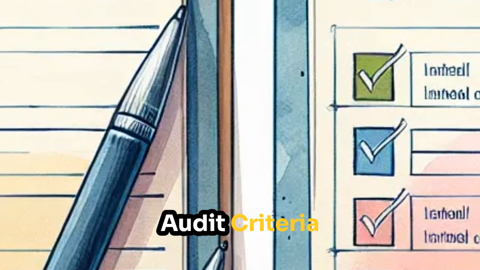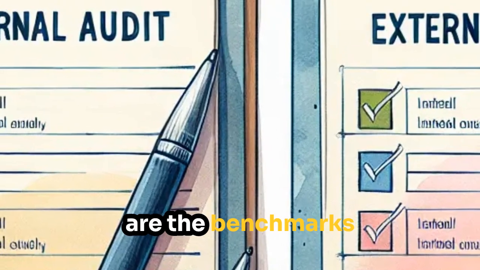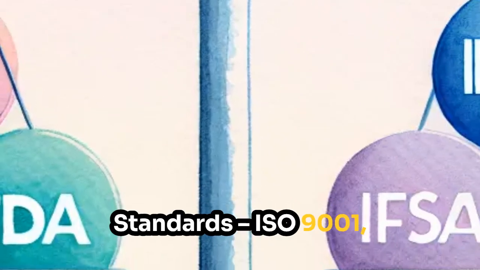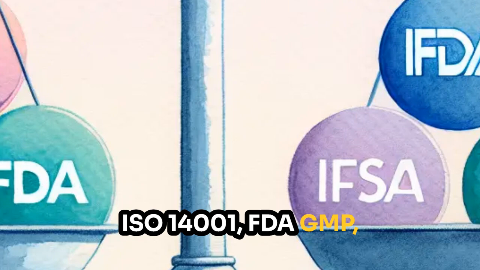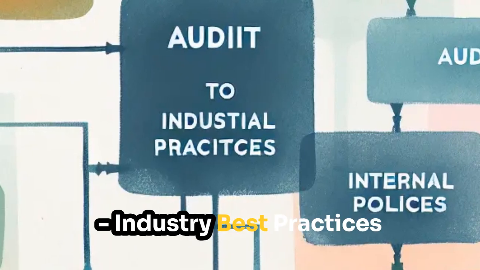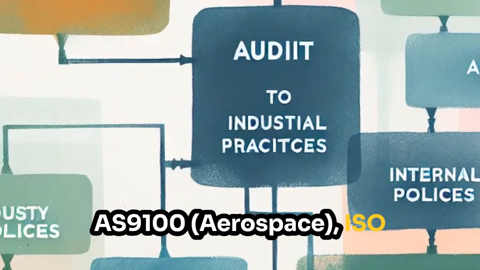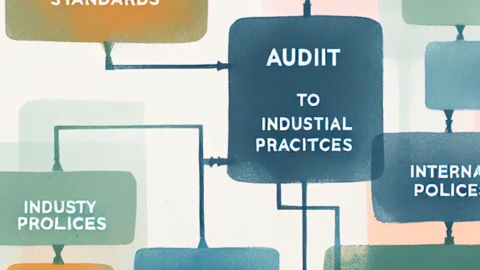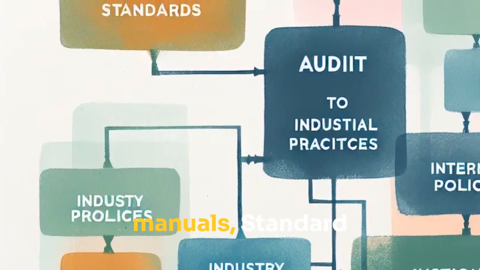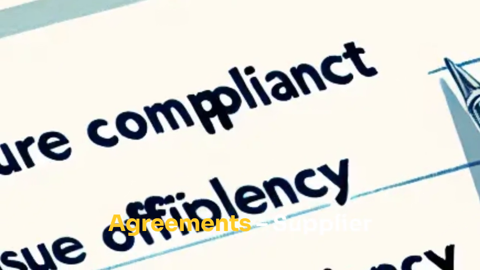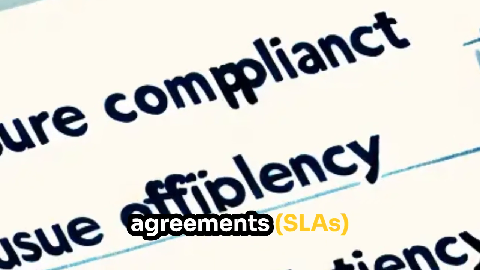2. Understanding audit criteria. The audit criteria are the benchmarks against which audit findings are evaluated. They define what is considered compliant or non-compliant. Types of audit criteria: legal and regulatory standards, ISO 9001, ISO 14001, FDA GMP, OSHA regulations. Industry best practices, IATF 16949 automotive, AS9100 aerospace, ISO 13485 medical devices. Internal company policies, quality manuals, standard operating procedures, SOPs, corporate governance rules. Contractual agreements, supplier contracts, service level agreements, SLAs.